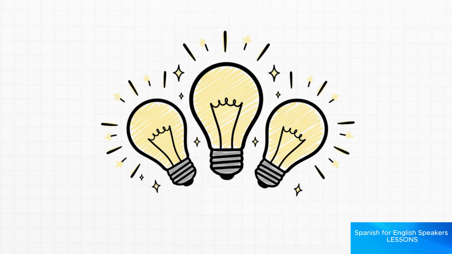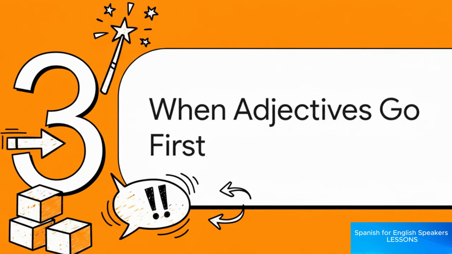The big takeaway here is really simple. When in doubt, just stick the adjective after the noun. You are almost always going to be correct. But, you know, just being correct is only the start. If you want to sound truly expressive and natural, you need to know when to break that rule. And this is where the magic really happens. So let's dive into when adjectives decide to jump to the front.